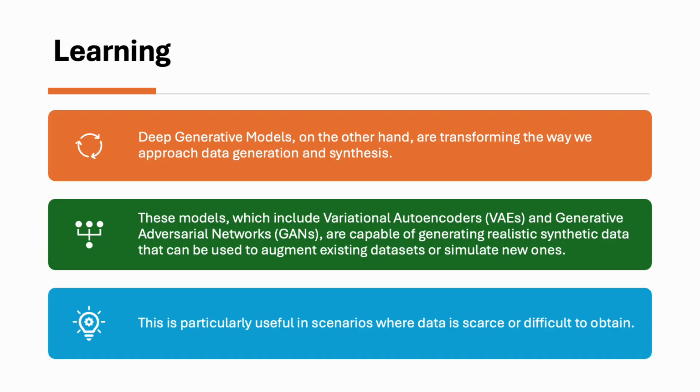In this lecture, we will be looking at deep generative models, which are transforming the way we approach data generation and synthesis. These models, which include variational autoencoders and generative adversarial networks or GANs, are capable of generating realistic synthetic data that can be used to augment existing datasets or simulate new ones. This is particularly useful in scenarios where data is scarce and or difficult to obtain.